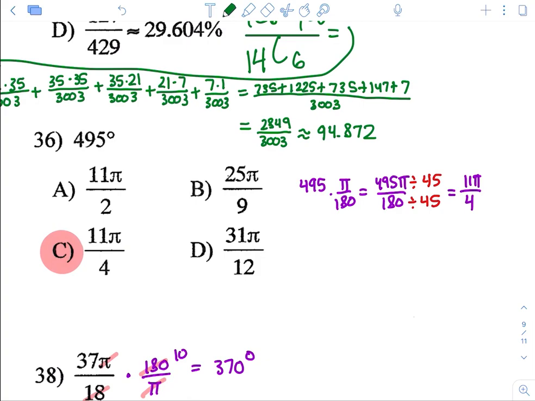36, 495, so multiply by pi over 180. Now we have to simplify that fraction of 495 pi over 180. I initially saw that top and bottom are both divisible by 45, so the final answer is 11 pi over 4.